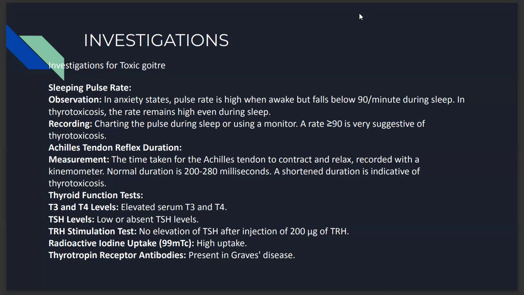Thyroid function tests: T3 and T4 levels, elevated serum TT3 and T4. Thyroid stimulating hormone levels are low or absent. Thyrotropin releasing hormone stimulation test: no elevation of TSH after injection of 200 microgram of TRH. Radioactive iodine uptake: high uptake. Thyrotropin receptor antibodies are present in Graves' disease.